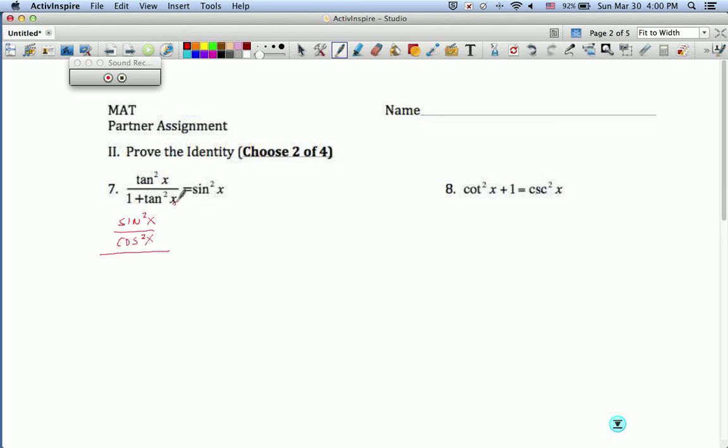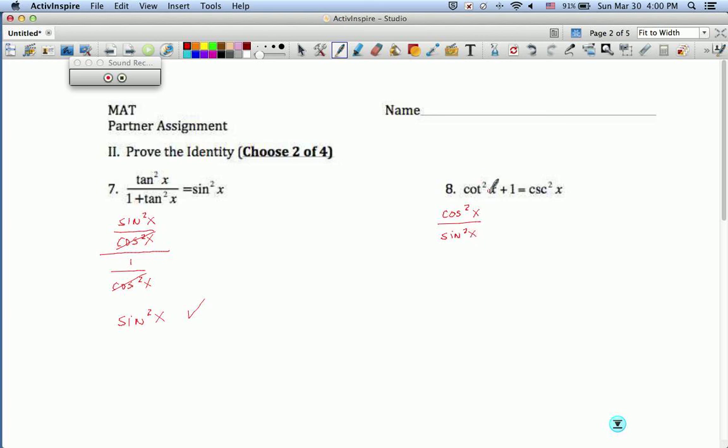And secant squared looks like this. And boom, boom, we're left with sine squared. We've proven it. Let's see, cotangent squared is nothing other than cosine squared over sine squared.